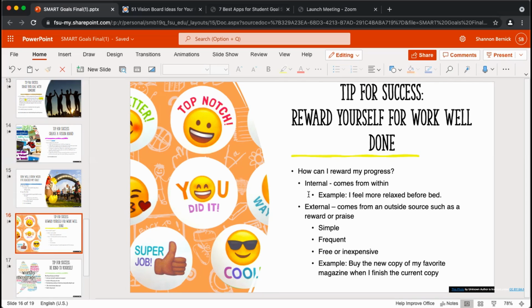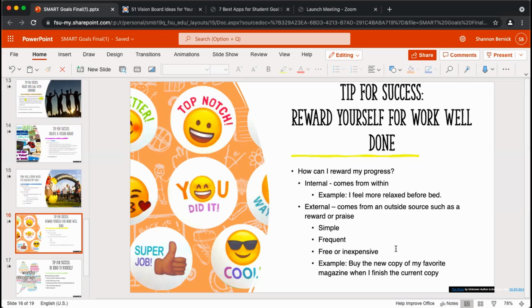There are also external rewards, and this is more often what people think about when they think about rewards, although these aren't as powerful as those internal rewards. But external rewards come from an outside source, such as receiving a physical reward or even praise from someone in our life. When we think about external rewards in terms of rewarding ourselves, we want to make sure that it's something simple. We want to make sure that it's frequent. And we also want to consider things that are free or inexpensive.